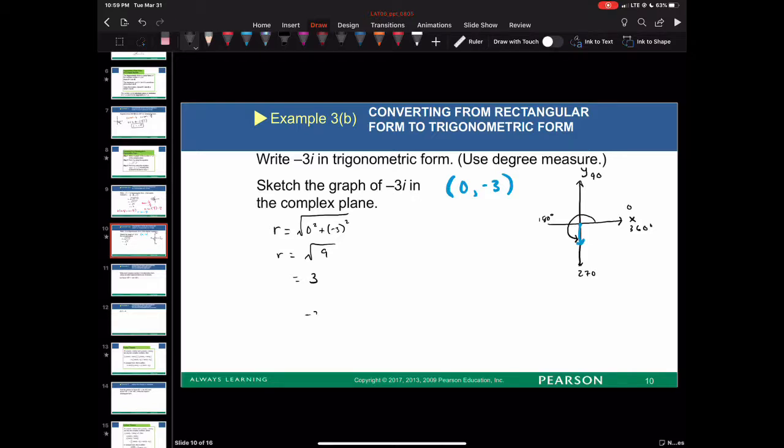It'd be -3i is equal to 3 times the cosine of 270 degrees plus i times the sine of 270 degrees. Or we have 3 cis 270 degrees.